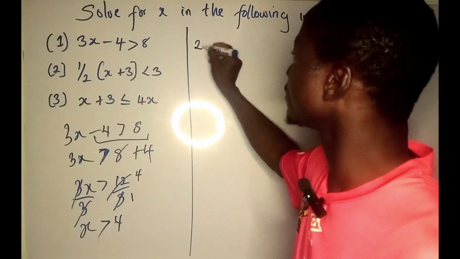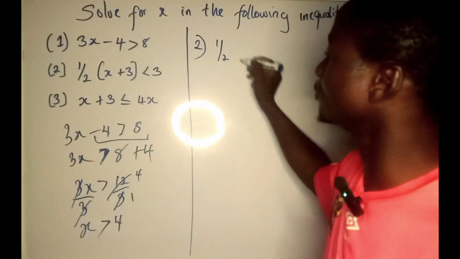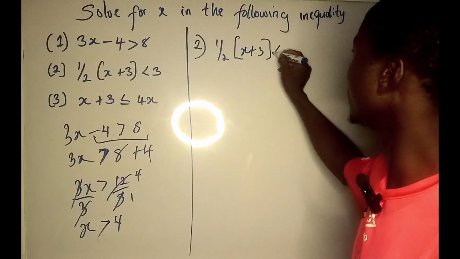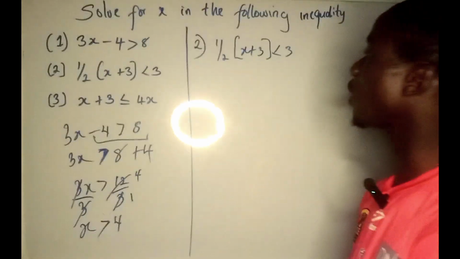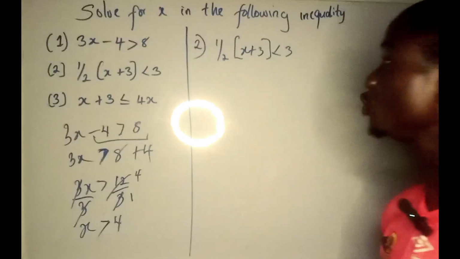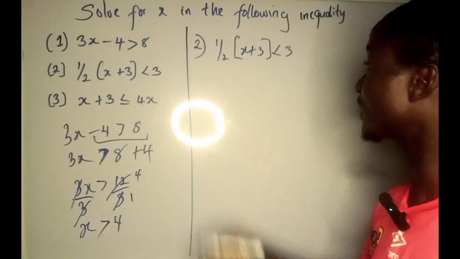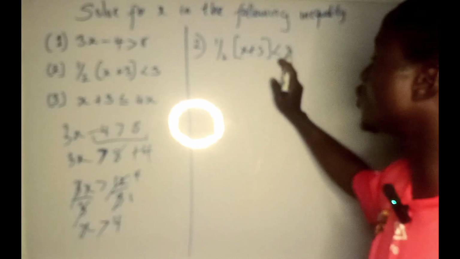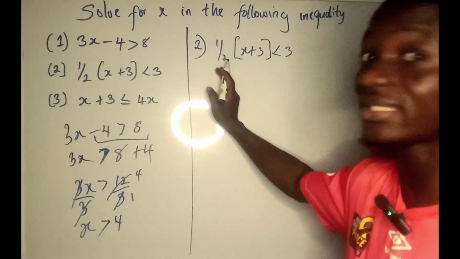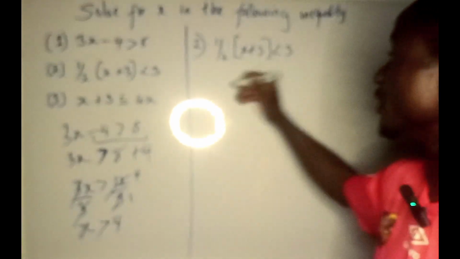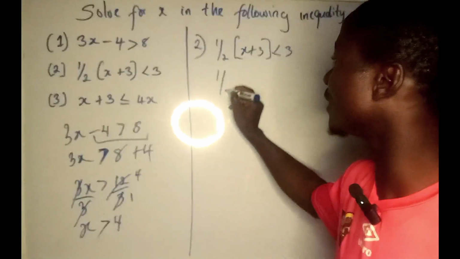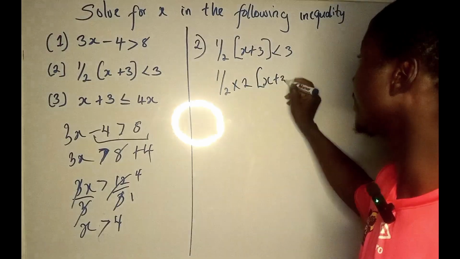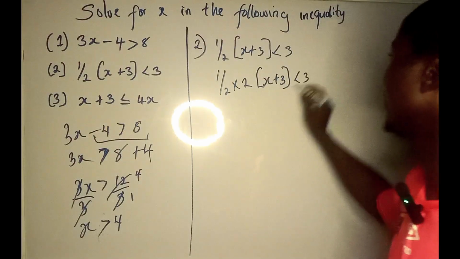Then the second one says 1 over 2 in bracket x plus 3 less than 3. So what do we do? First of all, we are going to clear the fraction. To clear the fraction, we are going to multiply before the less than sign and after the less than sign with 2. So we have 1 over 2 multiply 2, then we have the bracket x plus 3, close the bracket, less than 3.